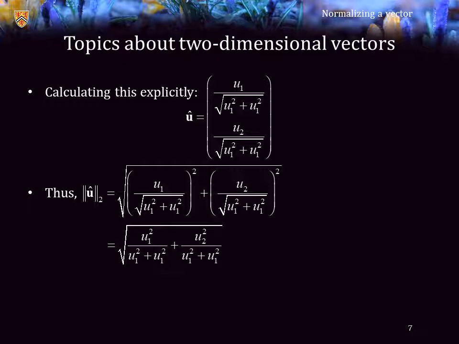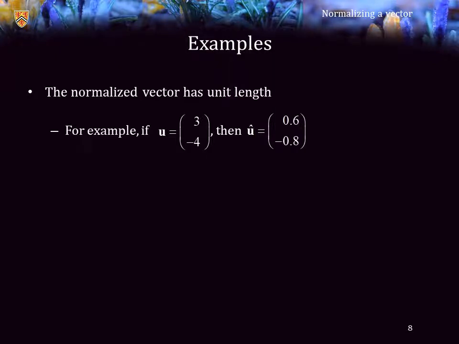And we already have a common denominator, so let us use that. But wait a second, that's just equal to the square root of 1, and that's equal to 1. So therefore, we are guaranteed that as long as u is not the zero vector, u cap is indeed a unit vector. Let's look at some examples.